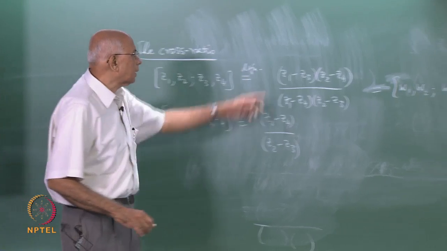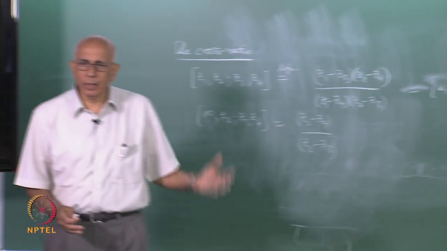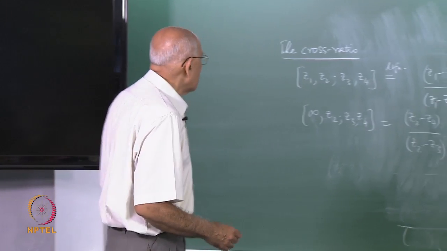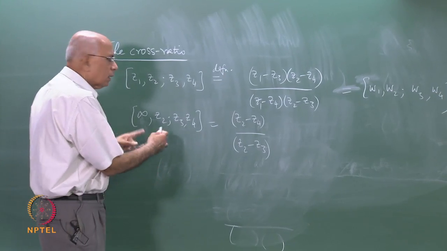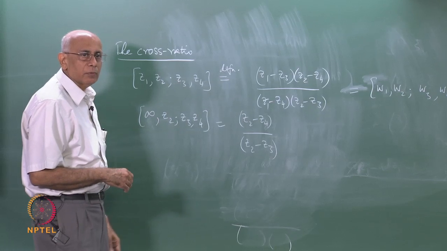So all you have to do is to take the limit Z1 goes to infinity, and that is it. Okay. So I treat infinity on par with every other point, and that is the definition if one of the points is at infinity.